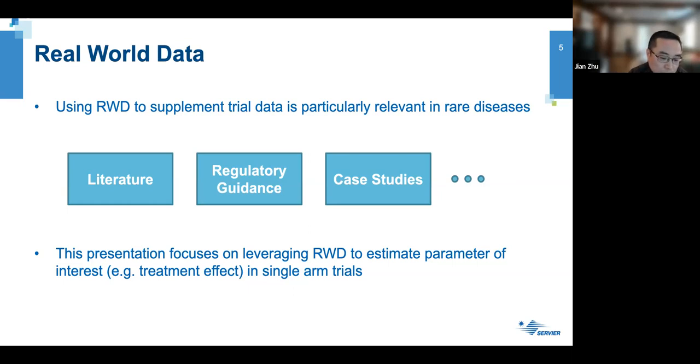Or a motor score, or in oncology, could it be the response rate, et cetera. And we focus the presentation in single arm trials, but certainly, in the future, this can be extended to randomized control trials as well. Next, please.